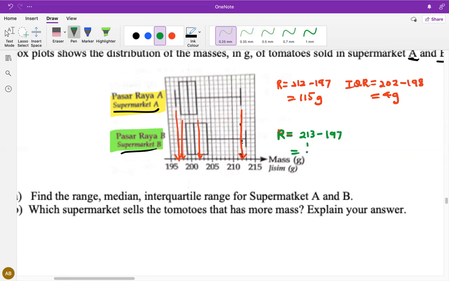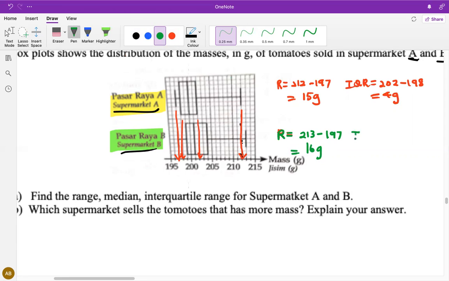Okay, and then 212. Okay, this one is 15 gram. Sorry, this one 15 gram. Okay, so sometimes you need to double check. 15 gram. Maybe the calculator when I read is not correct.